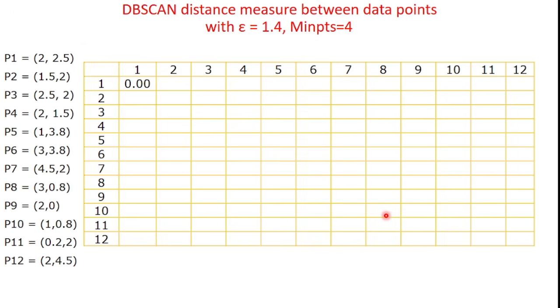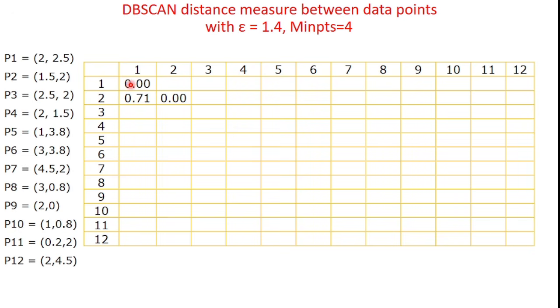In the same way, we need to calculate with respect to each and every data point from 1 to 12. If you calculate the distance between the first data point and the first data point, it will become 0, since they are the same data point. So 2 minus 2 is 0 and 2.5 minus 2.5 is again 0. So you will get the final answer as 0. All the diagonal entries of the matrix you will get as 0.